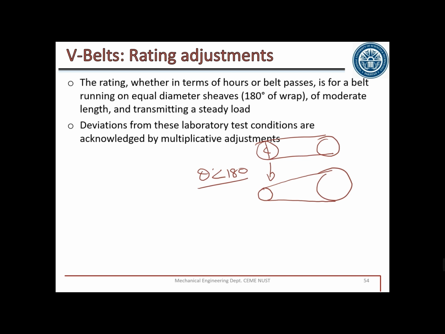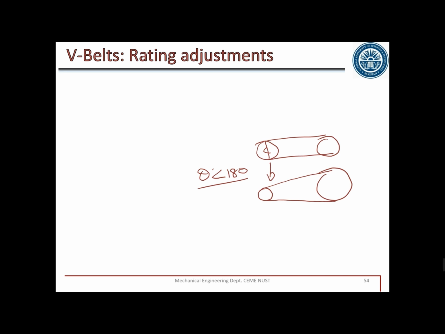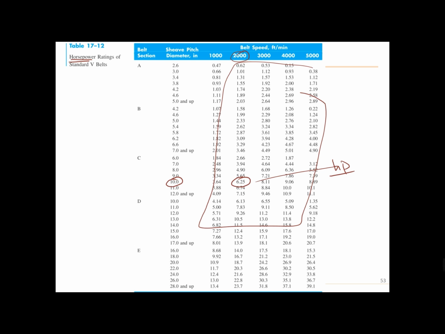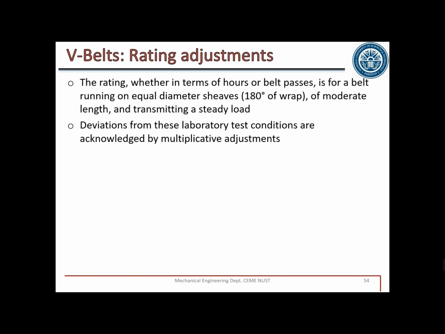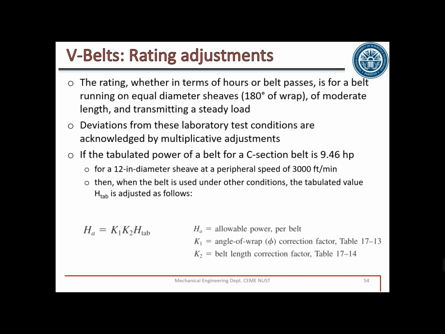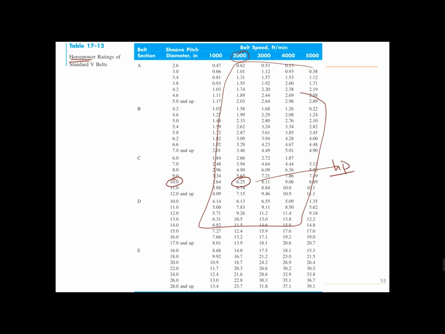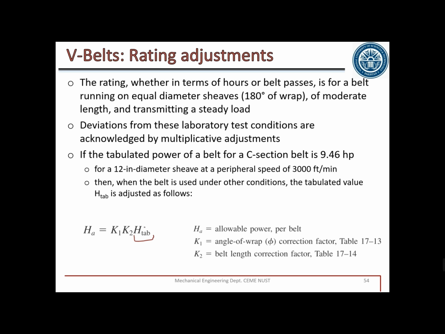The second factor is belt length. Those values are calculated for a standard belt length. Any change in the belt length will give another factor which will be multiplied with the power rating. And what are those factors? Those factors are K1 and K2. H tabulated is the value which we get from this table, either for the SI edition or the metric edition. From table 17-12, we get values of H tabulated. Any change in angle of wrap will give us K1, and any change in belt length will give us K2.